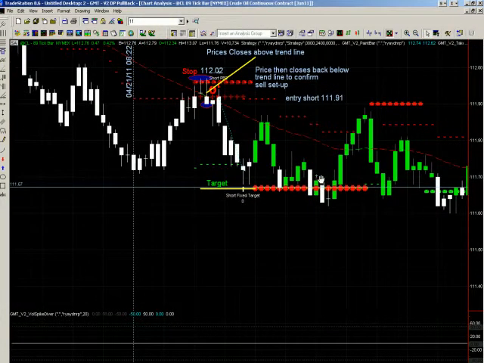You can obviously run a trailing stop, but you may use something like the trailing stop here, or you can use the trend line as your trailing stop. So that's our deep pullback setup.